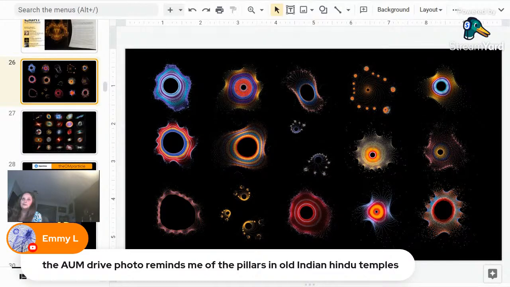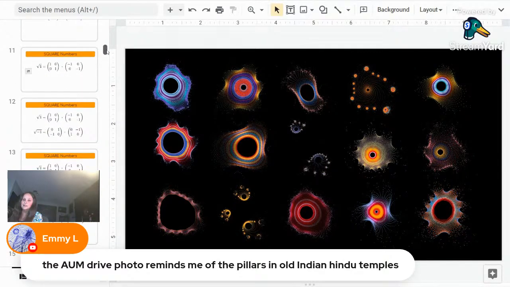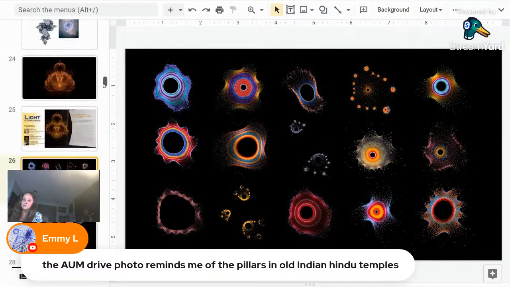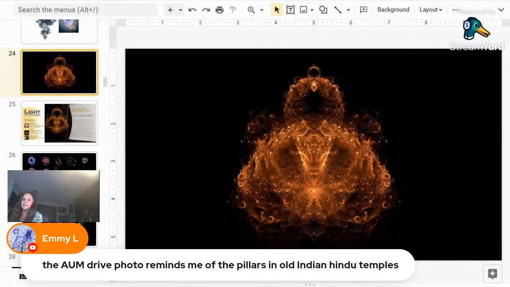The AUM drive photo reminds me of the pillars in the old Indian Hindu temples. Interesting. Well, that doesn't surprise me at all because the Hindus seem to know something, because they kept painting this Buddha figure. Now, I don't know why the complex plane, the Mandelbrot set, generates this Buddha-like figure, but interesting. So I'm going to show you this while I'm here.